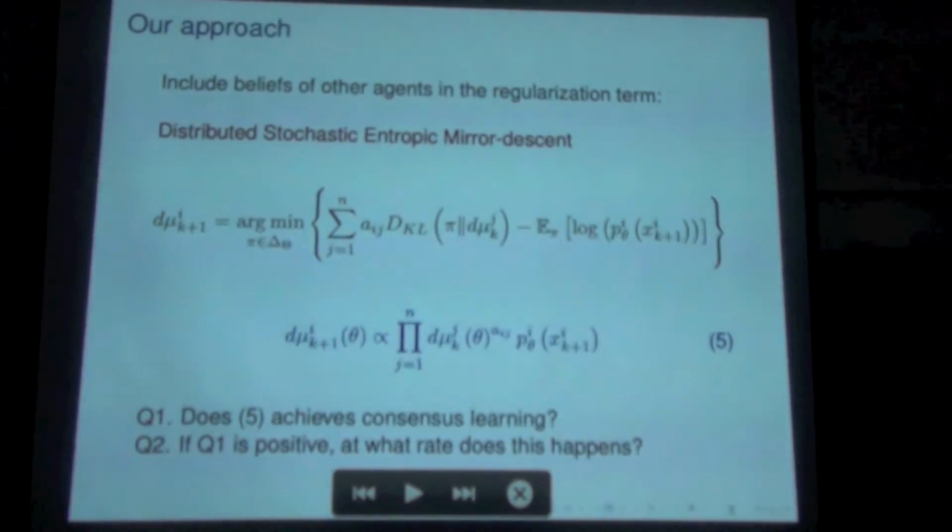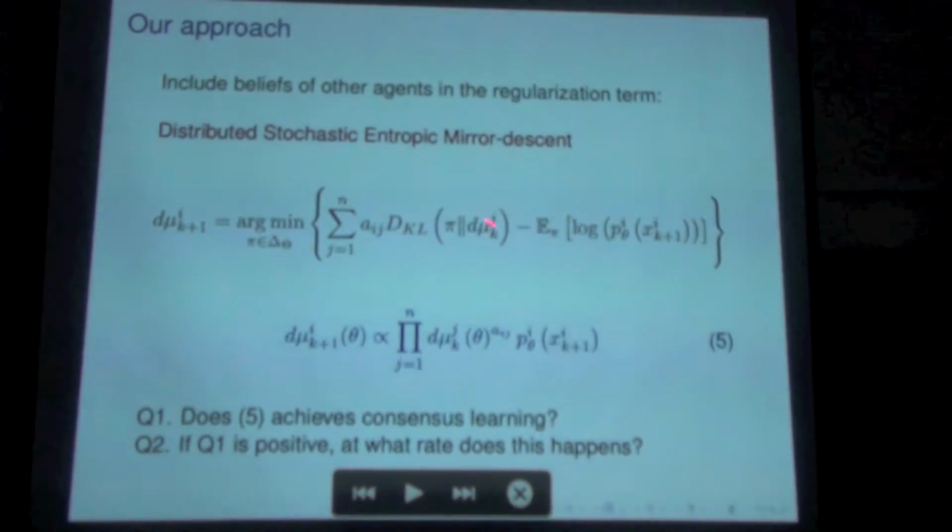And this Kullback-Leibler divergence can be written as just a function of theta, as this pi is from some parameter. And so this is the step in the distributed version of stochastic mirror descent. So this is the gradient, let's say local gradient.